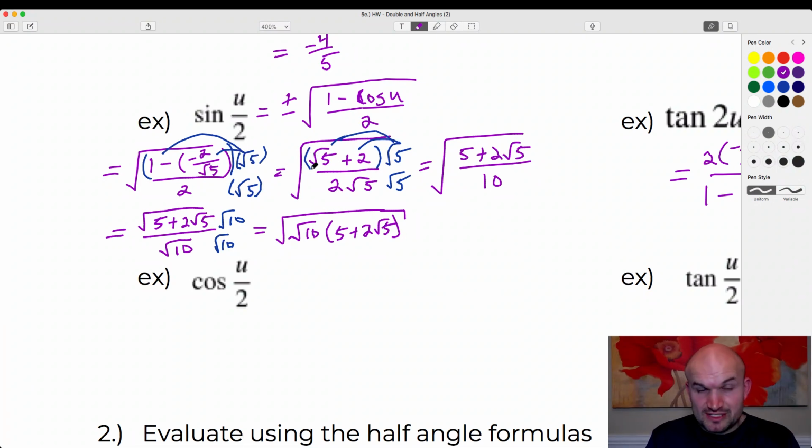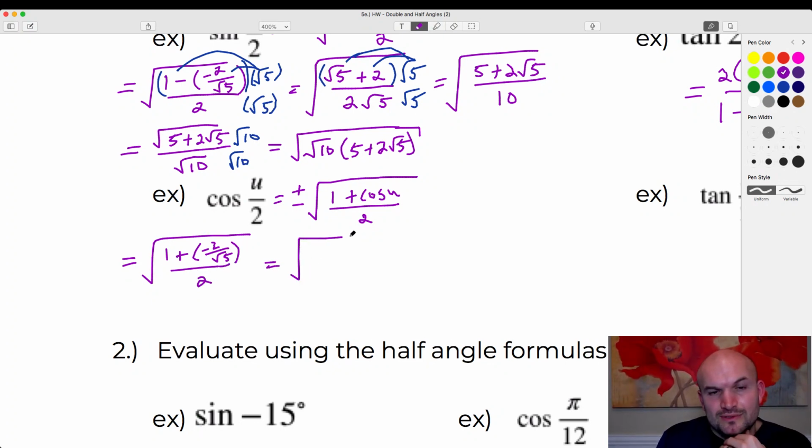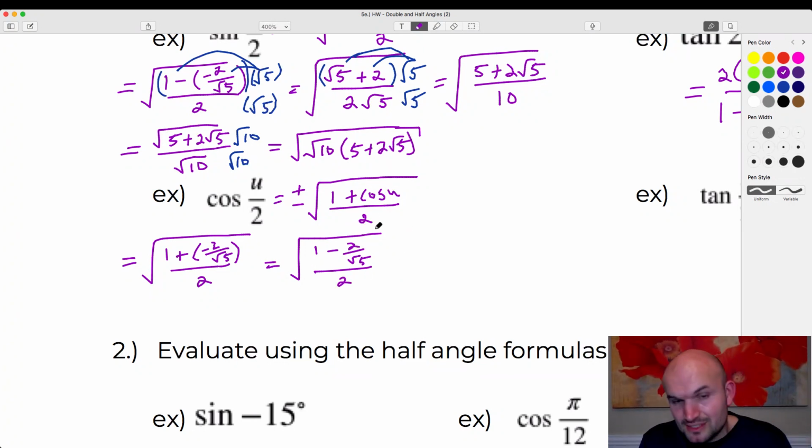All right, for the cosine, it's very similar to the sine. It has the same plus or minus, but now it's 1 plus cosine of u, divided by 2. I'm going to skip some steps on the simplifying. We're doing 1 plus negative 2 over the square root of 5, divided by 2, so that equals 1 minus 2 over square root of 5, divided by 2. If I were to simplify this, it'd be basically the exact same equation, just with a minus instead of a plus.